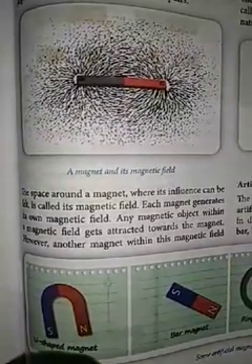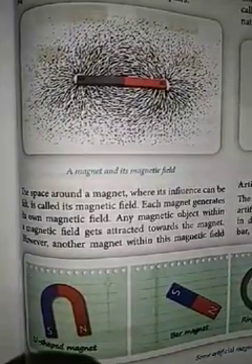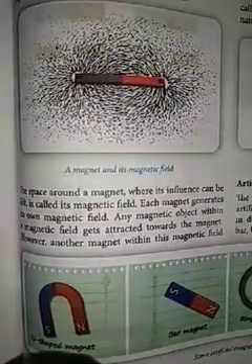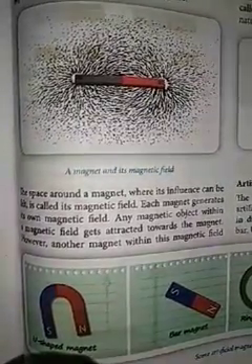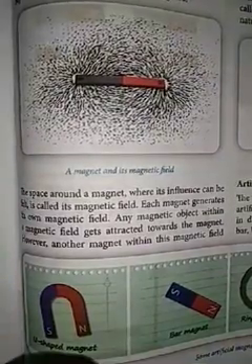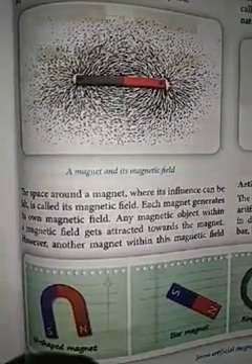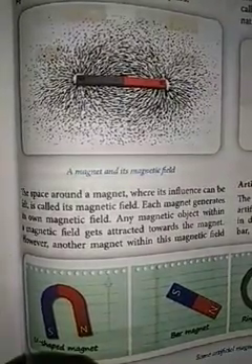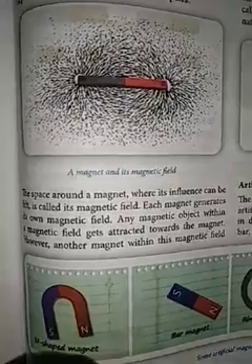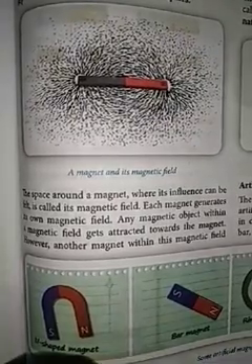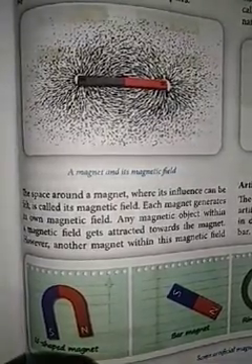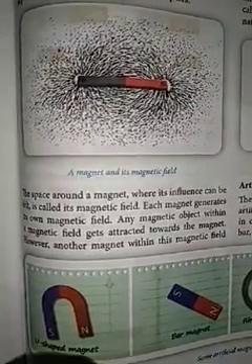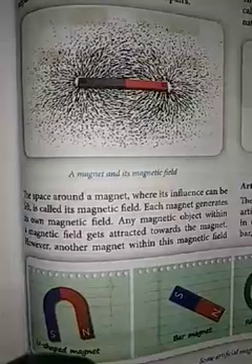The force by virtue of which a magnet attracts magnetic materials towards it is called magnetic force. The property by virtue of which the magnet attracts the magnetic material is called magnetism, and the force by virtue of which it attracts them is called magnetic force. Clear? Now, different types of magnet.